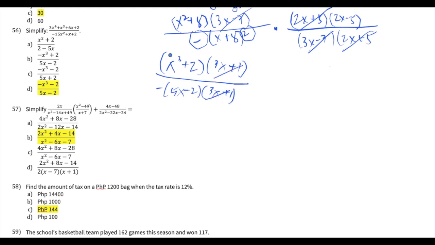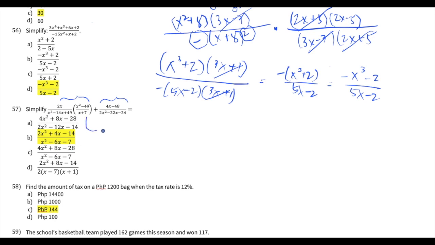This one and this one. We have negative x cubed plus 2 over 5x minus 2. Distribute the negative. We have negative x cubed minus 2 over 5x minus 2. Answer is letter D. So, 57, simplify again. Before you add or multiply, simplify this part and then this part first, so it's easier.